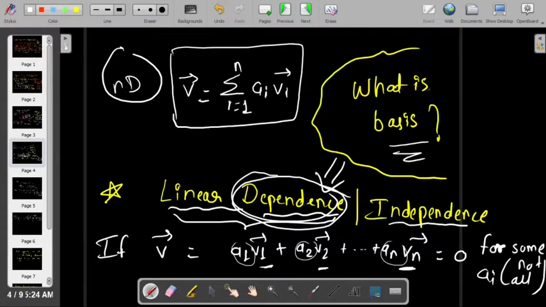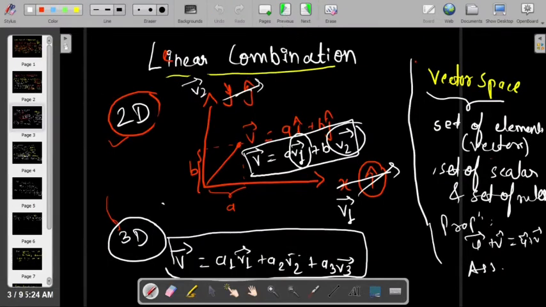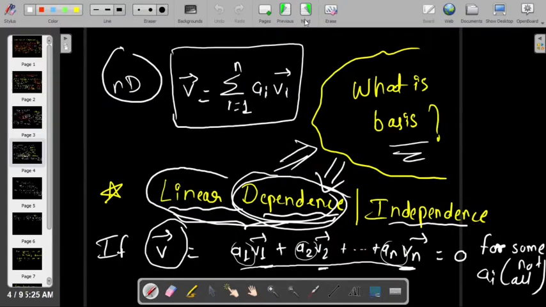Some of you might recall what a basis is after discussing linear combination, but if not, then we will get familiar with basis after discussing linear dependence and independence. So firstly, let's discuss linear dependence, and at the end of this topic you will automatically know what is basis. Now any vector V, as I said, can be represented as a linear combination of these vectors, as we already saw, as a weighted sum in the vector space.